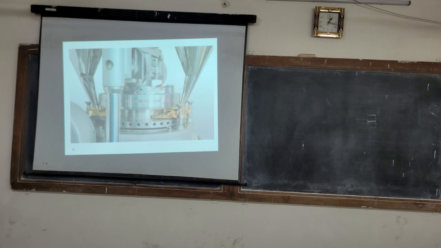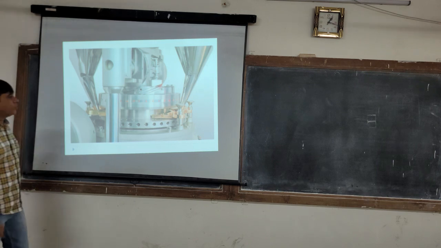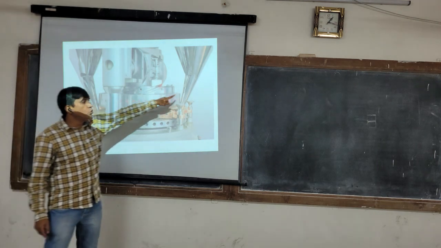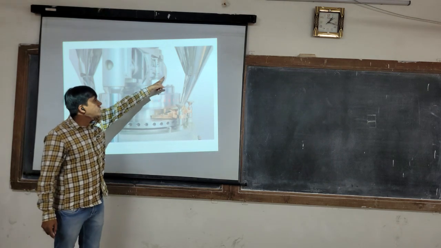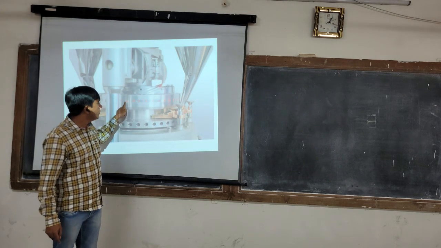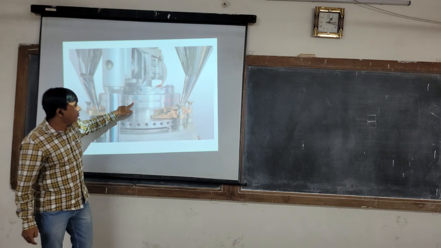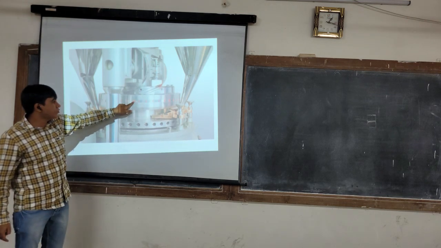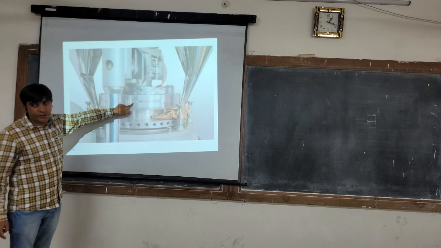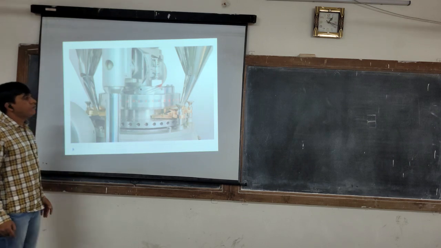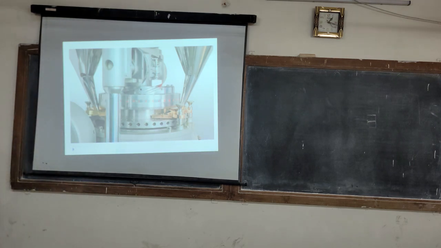This is an image of a double rotary tablet machine. It has two hoppers and two compression rollers opposite to each other. This is a 45 station rotary tablet machine. So the number of punches will always be odd.